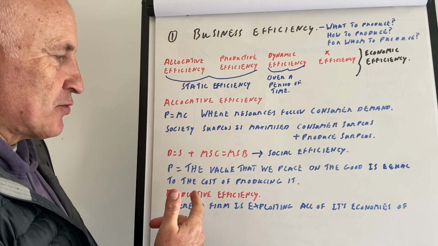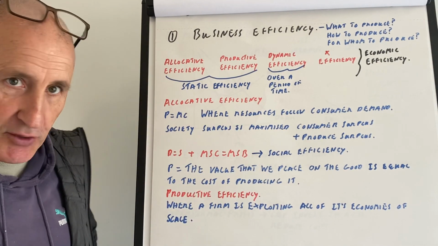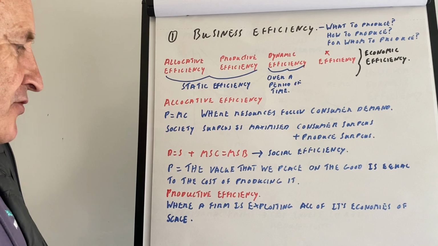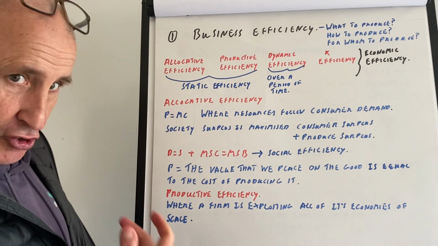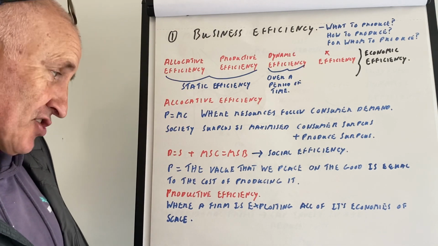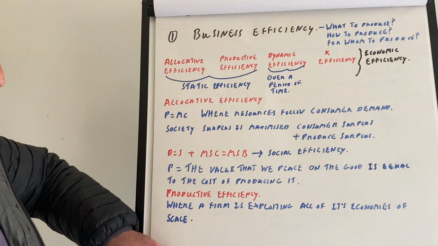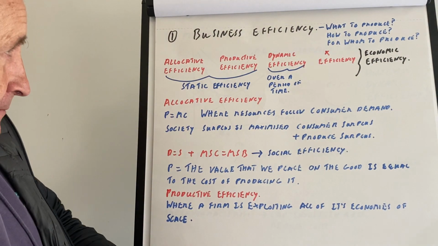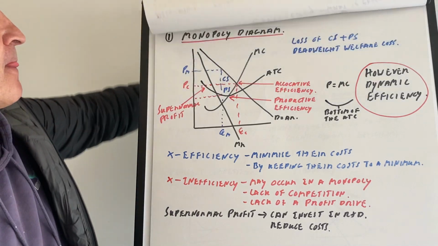That's where demand is equal to supply, or also social efficiency is where marginal social cost is equal to marginal social benefit. The price is the value that we place on the good, and the marginal cost is the cost of producing it. So that's why you get allocative efficiency. Productive efficiency is at the bottom of the ATC curve, where you can exploit all of your economies of scale.